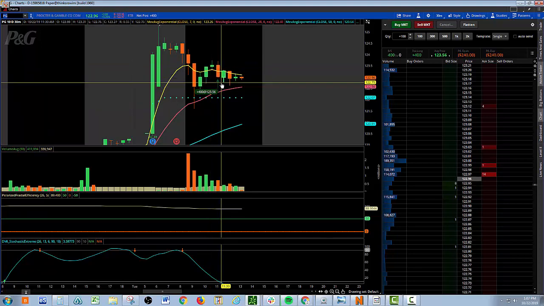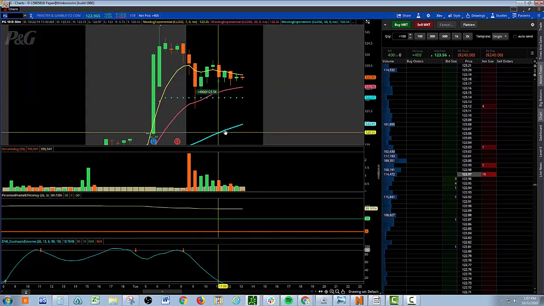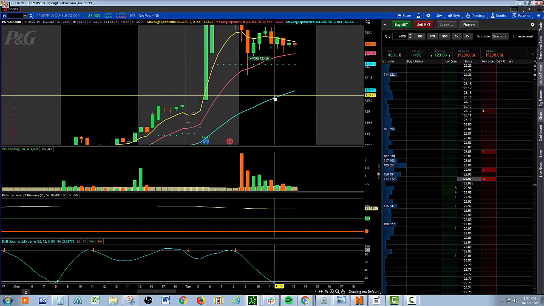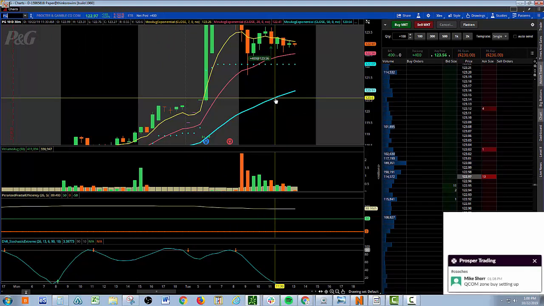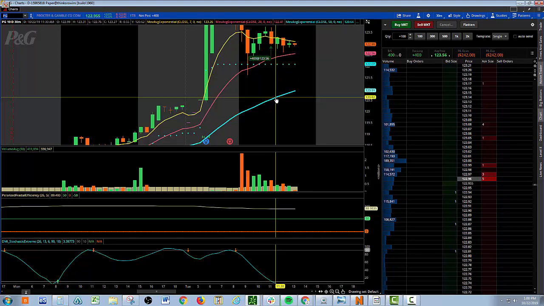Now we need our stop. Where's our stop going to be? Well, we will use the 50 here, and we'll subtract 25 cents from the 50-day or 50 exponential moving average. All right, so at that time, our stop was 120.18. That was 25 cents minus wherever the 50 was. And so that's how we got our stop.